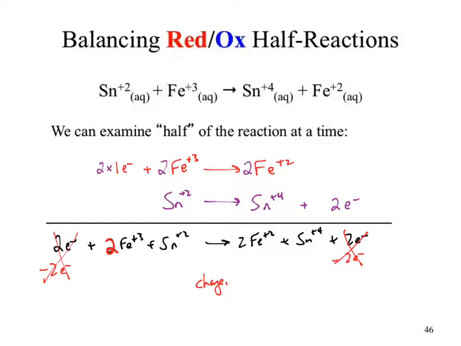How many irons are there? There are 2 iron plus 3s, which means iron is contributing plus 6. Plus the 2 from tin gets me a +8 charge. What's the charge on the right-hand side? Well, there's 2 iron plus 2s, which means that is a +4 plus the tin. What's the charge? Does the charge balance?